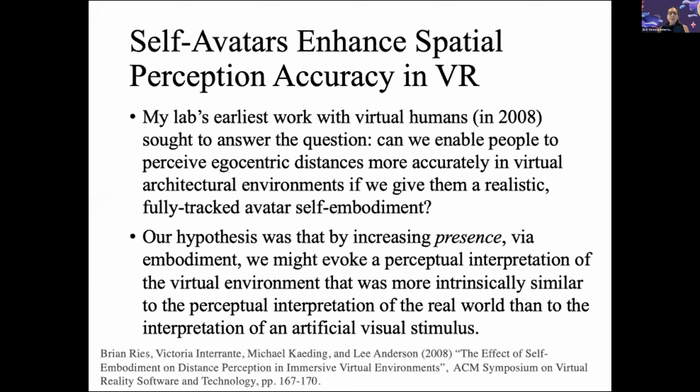My own lab's earliest work with virtual humans began in 2008 when we used them to see whether people might feel more empowered to make accurate spatial judgments in VR if they could be induced to feel more present in the virtual environment by virtue of controlling a self-avatar embodiment that could offer familiar affordances for interaction with the virtual world. So our hypothesis was that distance underestimation might be a conservative response to the functional uncertainty implied by a disembodied view.